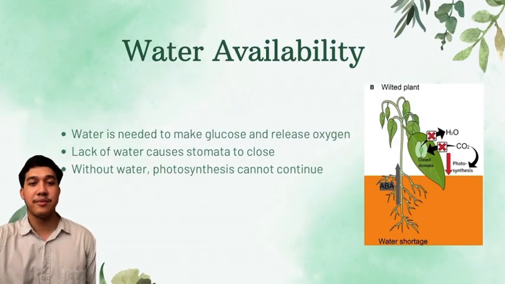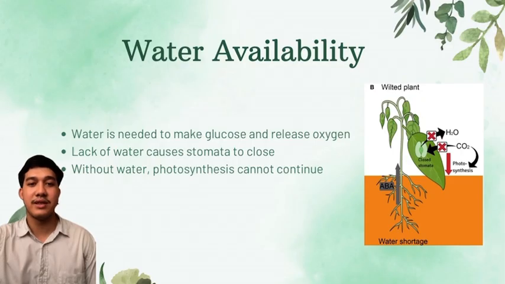What about water? Water is a raw material used in the light reactions of photosynthesis. It's also needed to keep plant cells firm and to transport nutrients and sugars. When a plant is stressed due to drought or dry conditions, it closes its stomata to conserve water, but this also blocks carbon dioxide from entering, which stops photosynthesis.